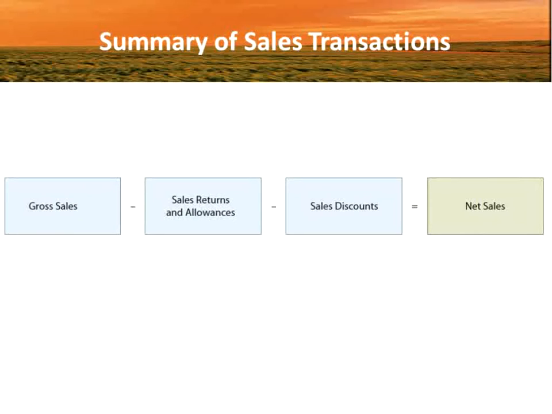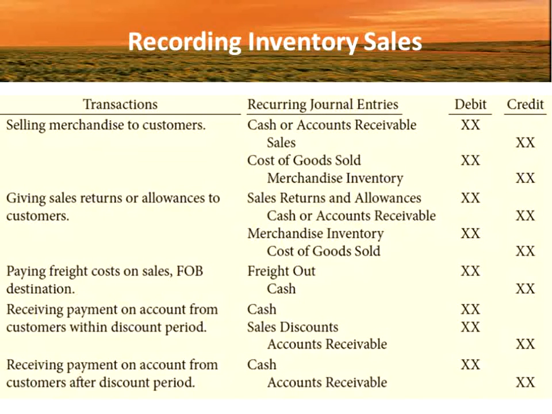So typically when we look at sales transactions, we have our overall sales. We're going to subtract our sales returns and allowances, subtract our sales discounts, and that's going to give us what we call our net sales. So let's take a look at some of the transactions that we see on the sales end.